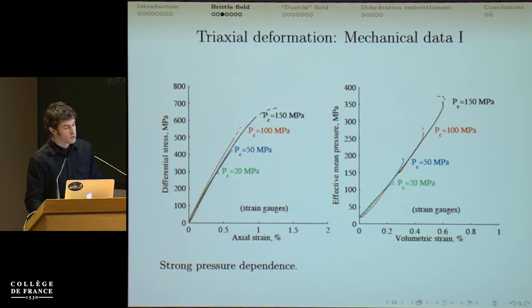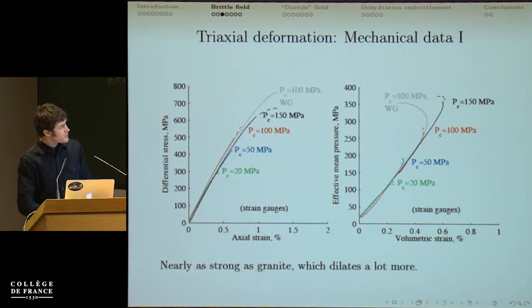And as a comparison, we also repeated a test on westerly granite, because it's a very standard material for the brittle crust. And granite looks like this. So at 100 MPa, the strength of granite is about 700 MPa, so it's not too far from antigrite. Antigrite breaks at about 550 or 600. But you see the dilation here. So before failure, granite dilates a lot more than antigrite.